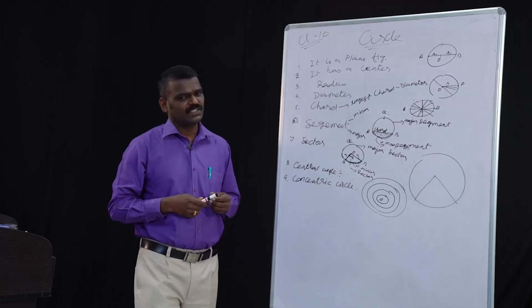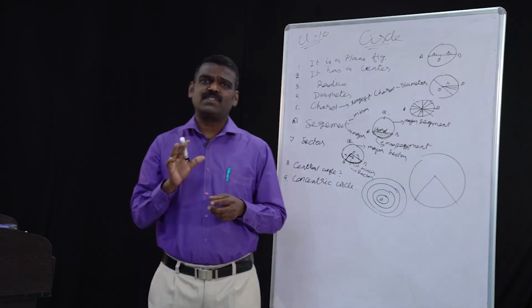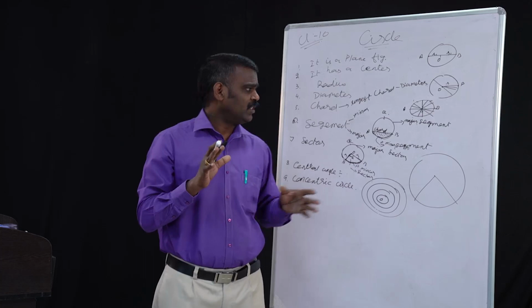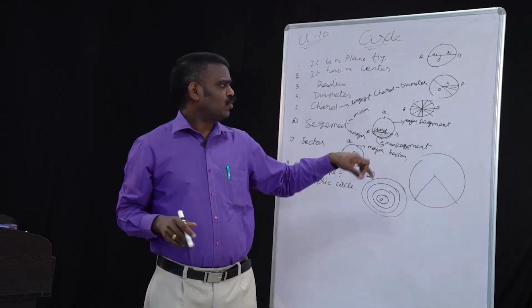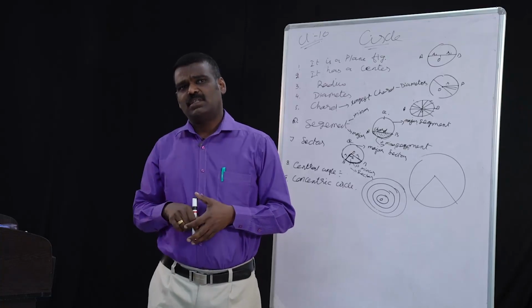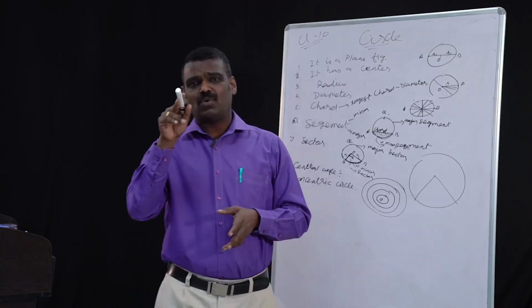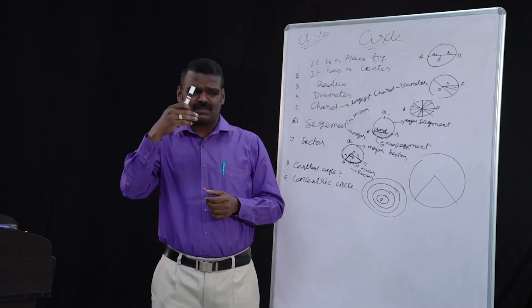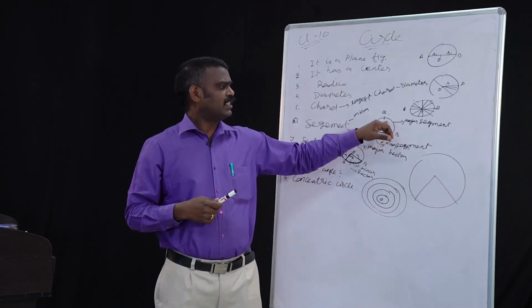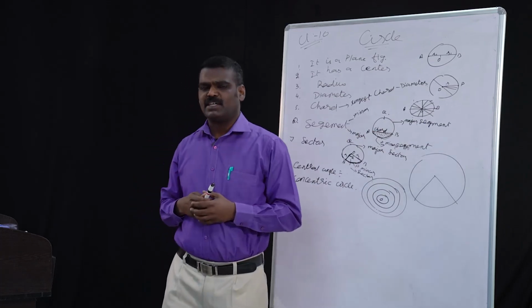Then what did you learn? Segment. A segment is a part of a circle surrounded by a chord and an arc. When you draw a chord, there will be two segments. One is the major segment, another one is the minor segment.